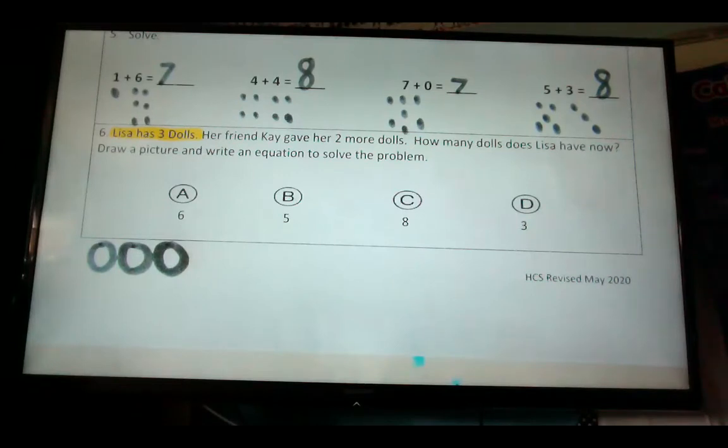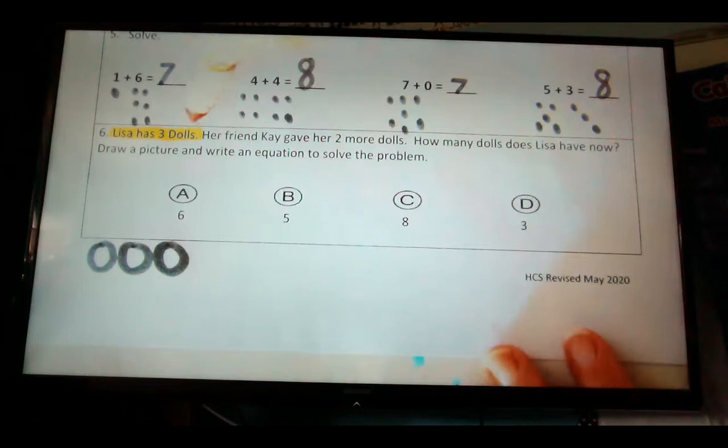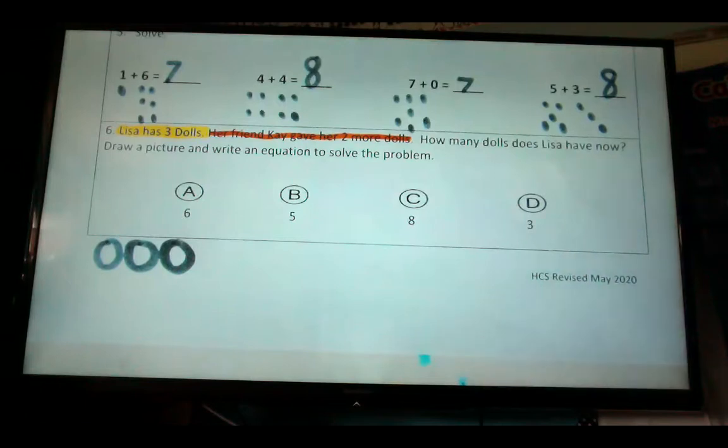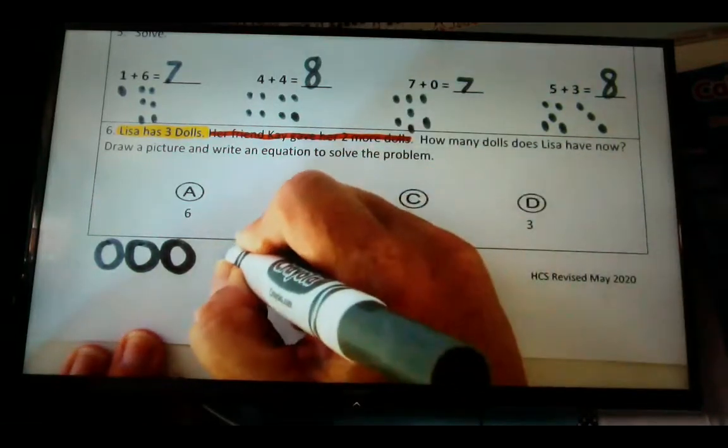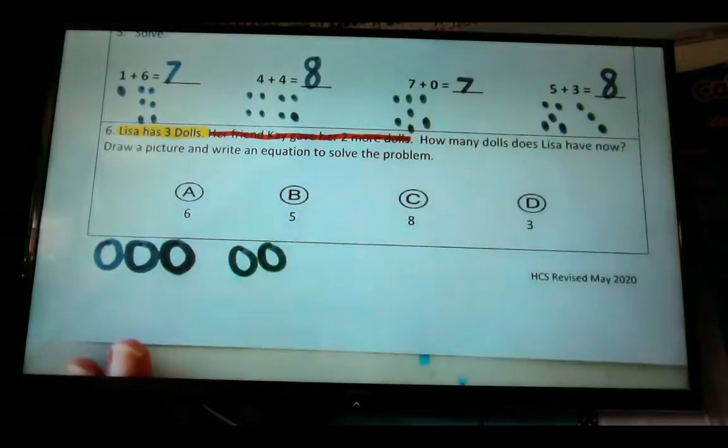The next part of our equation says her friend Kay gave her 2 more dolls. If somebody gives you more, is your number going to be smaller or is it going to be bigger? That's right. It is going to be bigger. So Kay gave her 2 more dolls. I'm going to draw 2 more circles to represent the 2 more dolls.